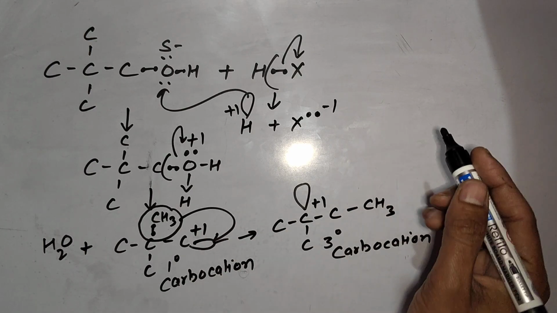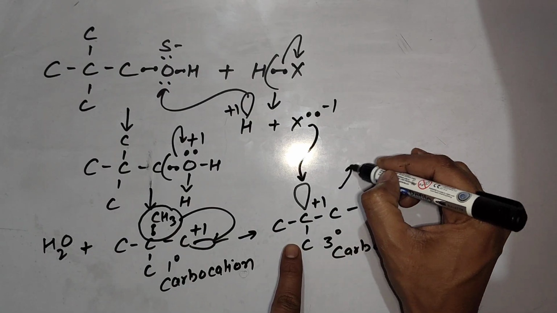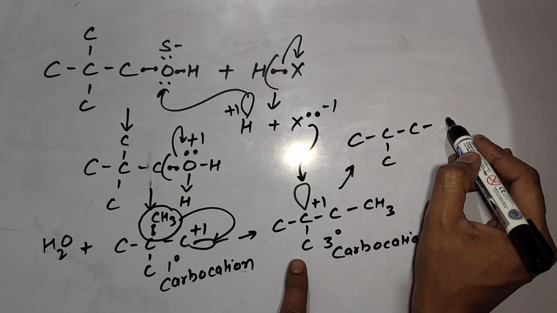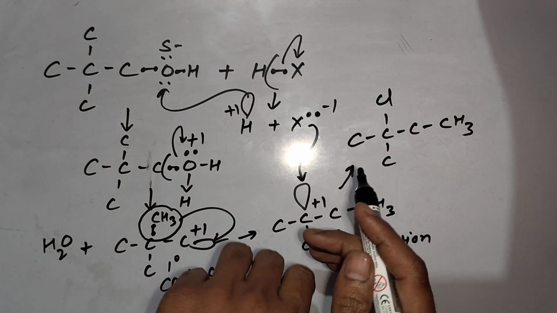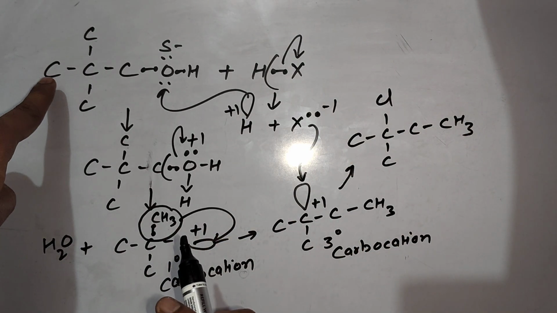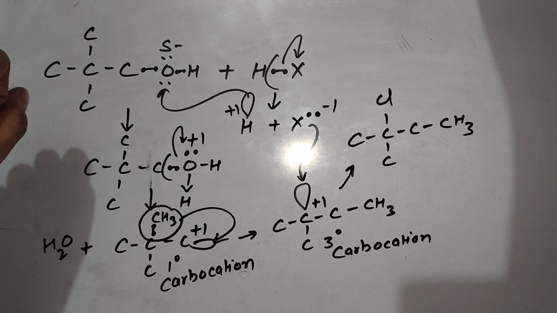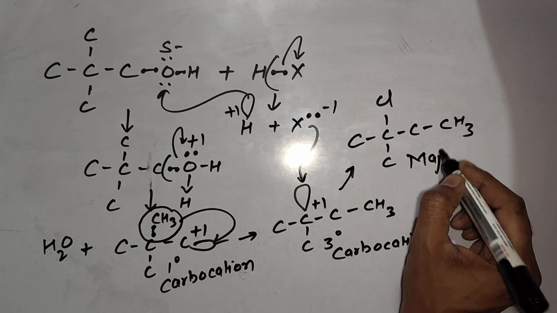Now what will happen, we already know. This X negative will attack here, and the final product will be this. Please satisfy all the valencies by hydrogen. Hydrogens I am not writing, but hydrogens are always there. So this will be the major product.